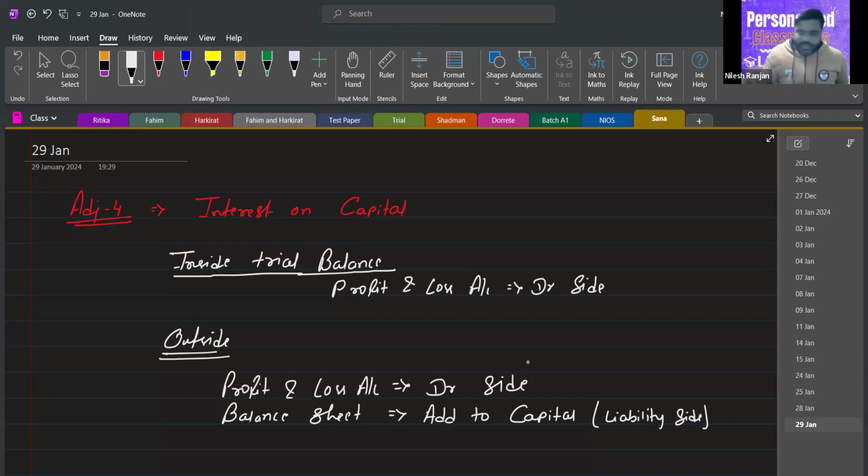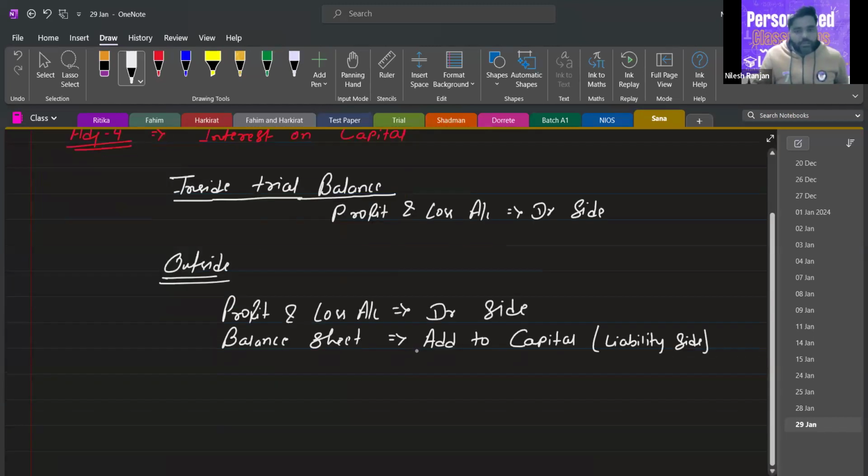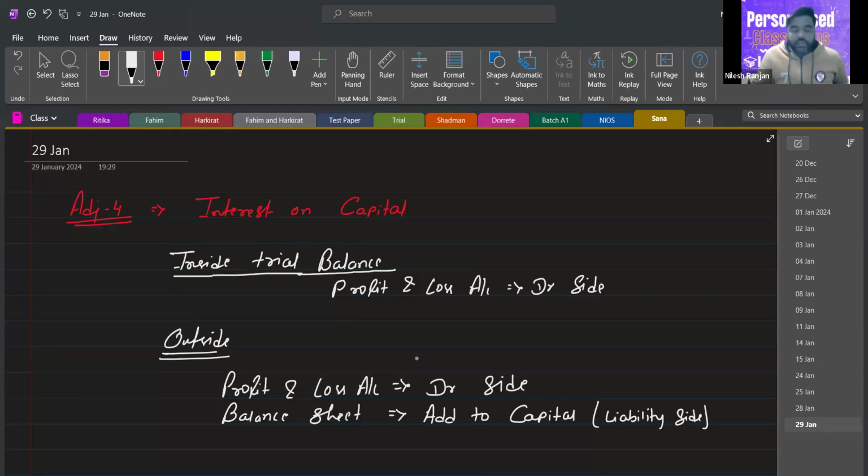Now, interest on drawing is just the opposite of interest on capital. The treatment is the same. It will be in the profit and loss and balance sheet, but just opposite. Interest on capital is on the debit side of profit and loss. Interest on drawing will be on the credit side of profit and loss.